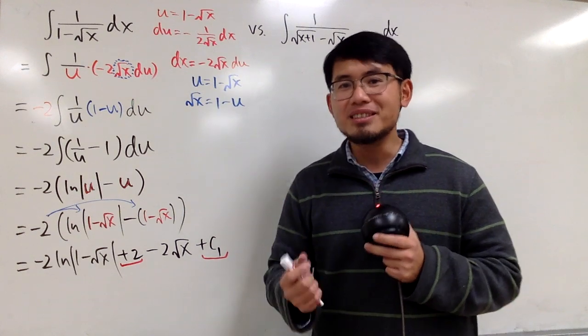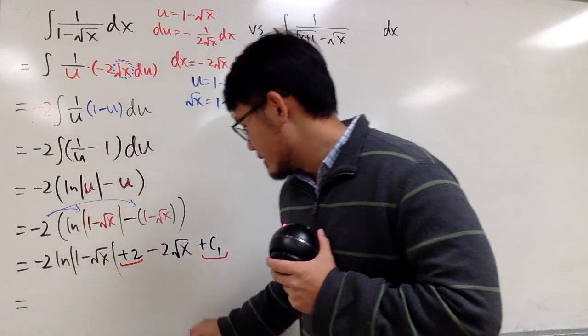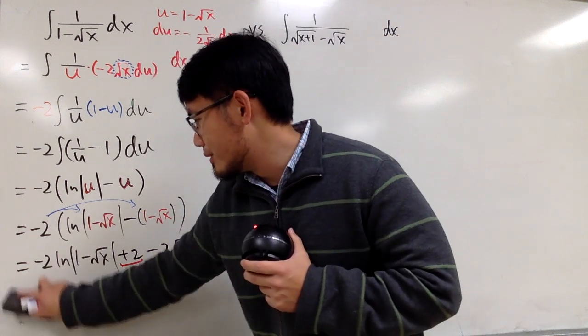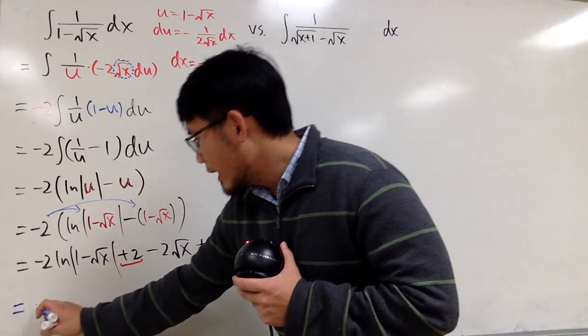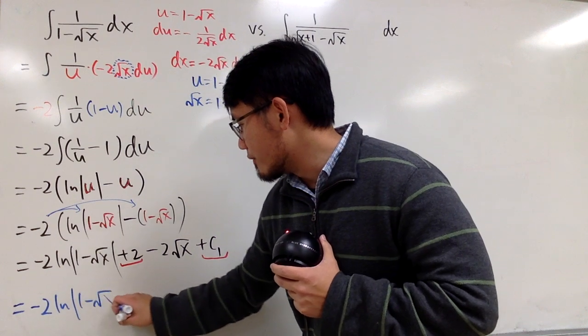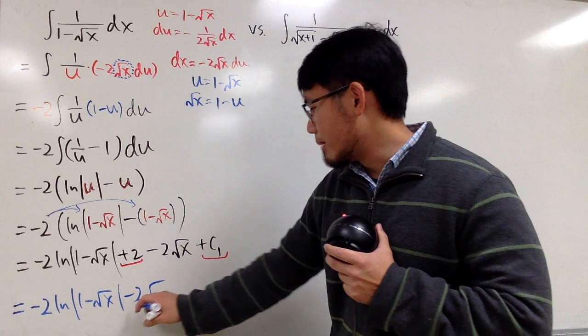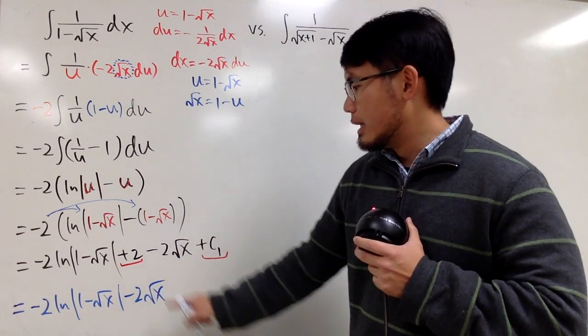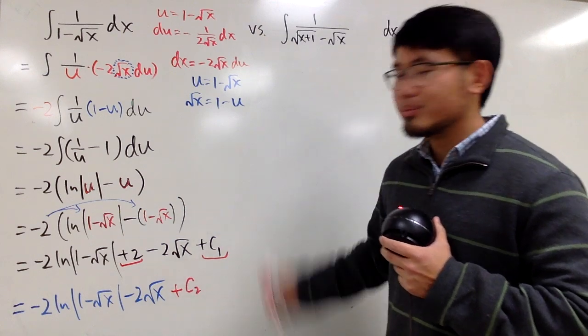A constant times a constant is just a constant. So you can write this down as, perhaps I'll do this in blue so we can see the difference. It's okay to write the answer as negative 2 ln absolute value 1 minus square root of x. And then just keep the function part. So you have the minus 2 square root of x. But this and that together, you will have to say that's another constant, C2.